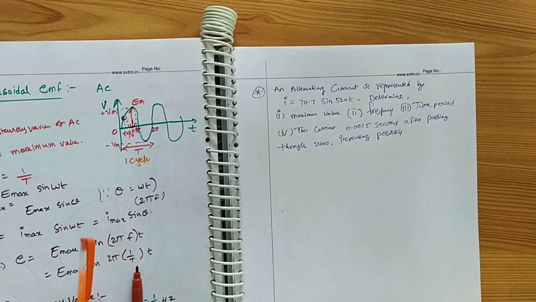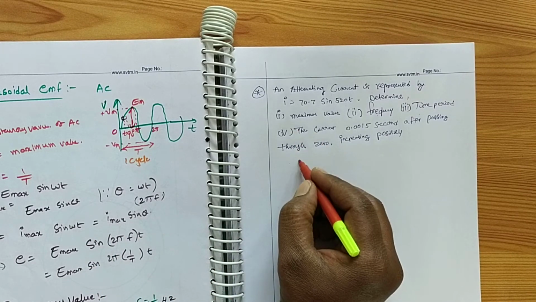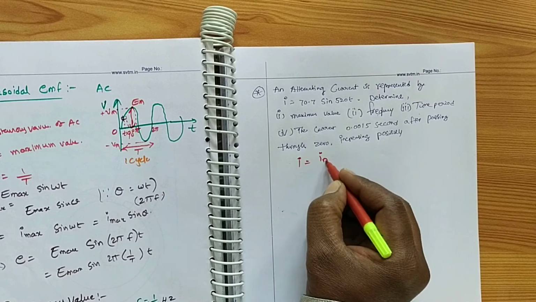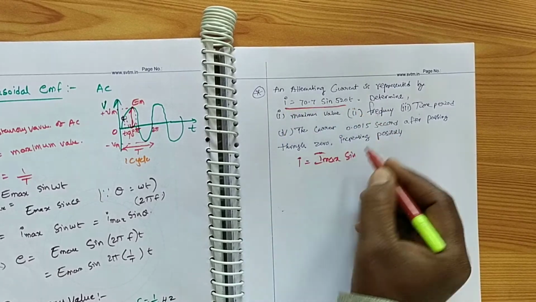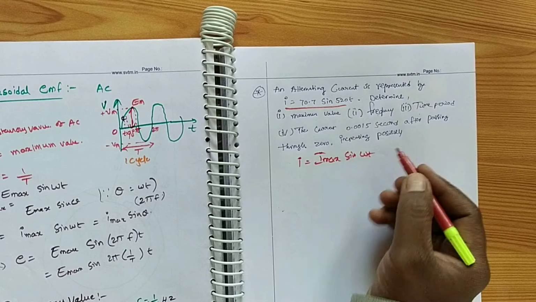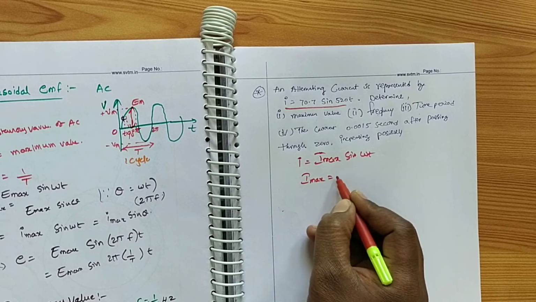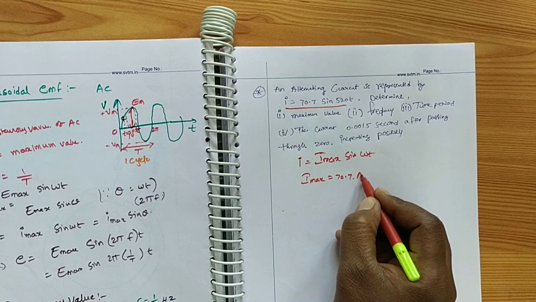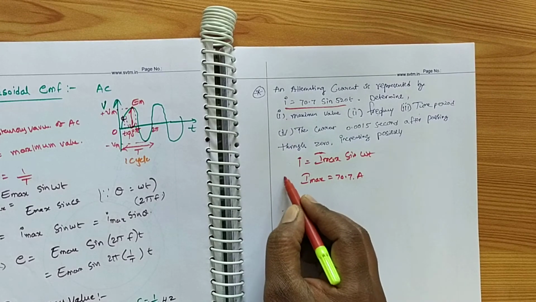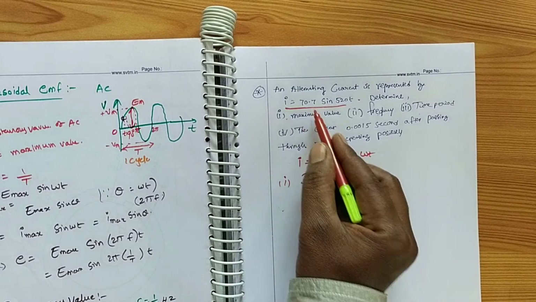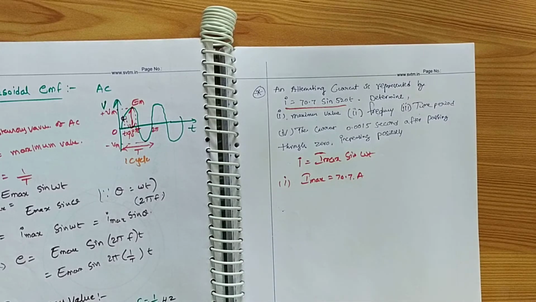For this, first we compare the equation with i equal to I max sin omega t. From that, if you compare, I max equals 70.7 amps is the maximum value. That is the first answer.